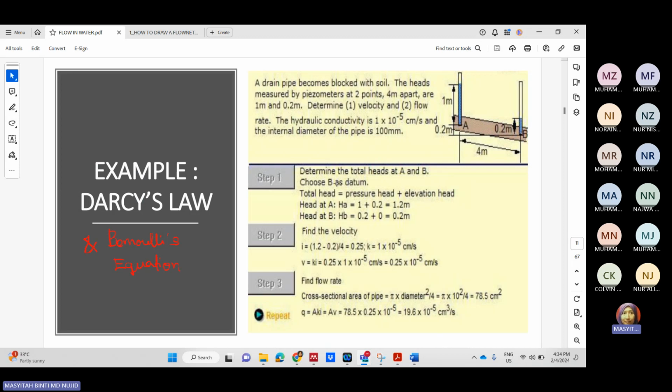But here, sebabkan kita nak dapat firstly is a velocity, so you kena tahulah heads kita kat mana, kemudian where is our datum. So dalam this problem, the total heads at A and B are determined. Contohnya dia choose B as our datum. Total head is equal to pressure head campur dengan elevation head. Kalau you perasan tadi, total head kita ada lagi satu term kan? Term kat sini kita panggil apa?